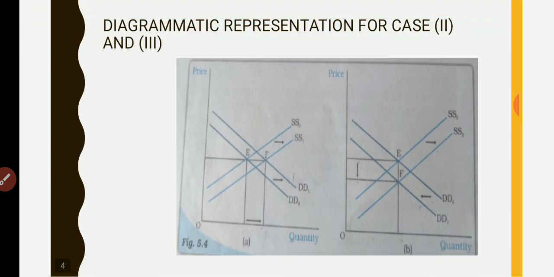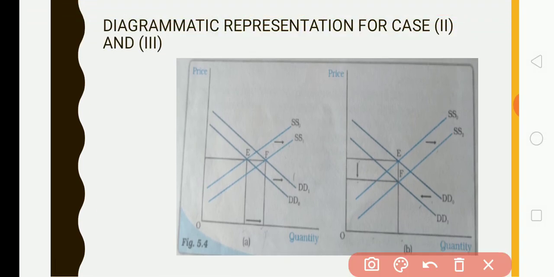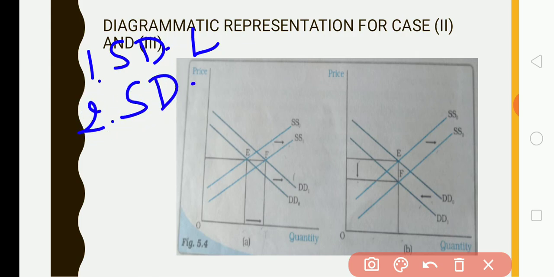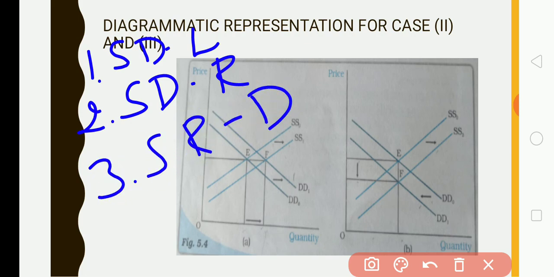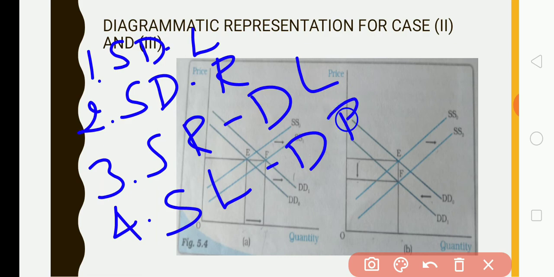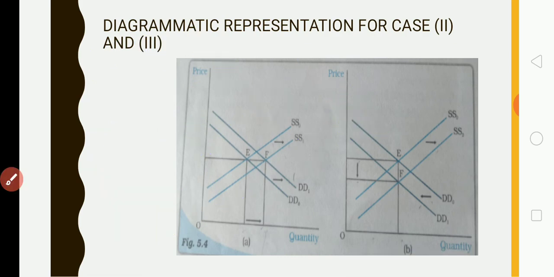Now this concept is explained with the help of a diagram. In this diagram, I already explained it to you. So 4 things have been given. Number 1, both supply and demand curves shift leftward. Number 2, supply and demand curves shift rightward. Third, supply shifts rightward and demand shifts leftward. Fourthly, supply shifts leftward and demand curve shifts rightward. This is the concept.